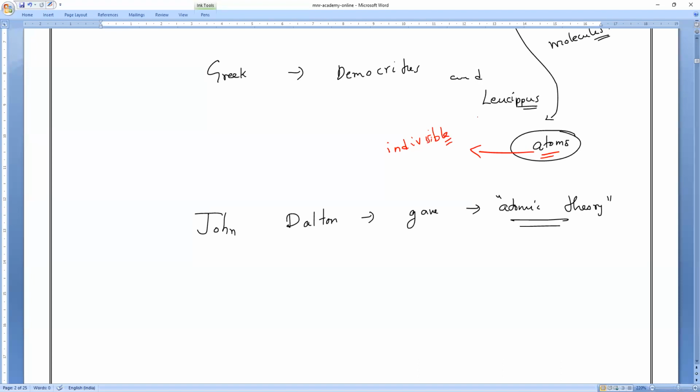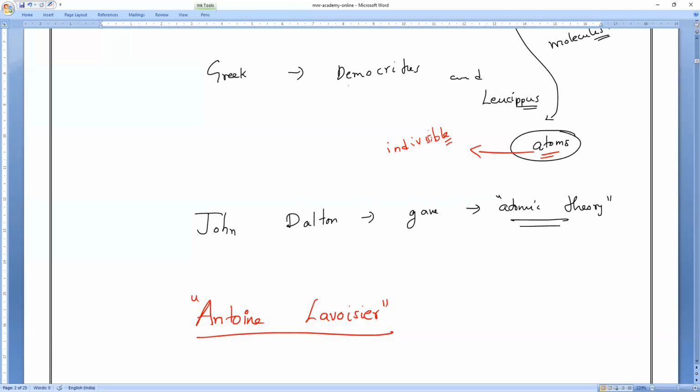In 500 BC they formed the laws, and only in the 18th century did people come to know the exact phenomena of the formation of compounds as well as molecules. How they combine was found only in the 18th century. So the first scientist, whom we call the father of chemistry, is Antoine Lavoisier. He is the first scientist.